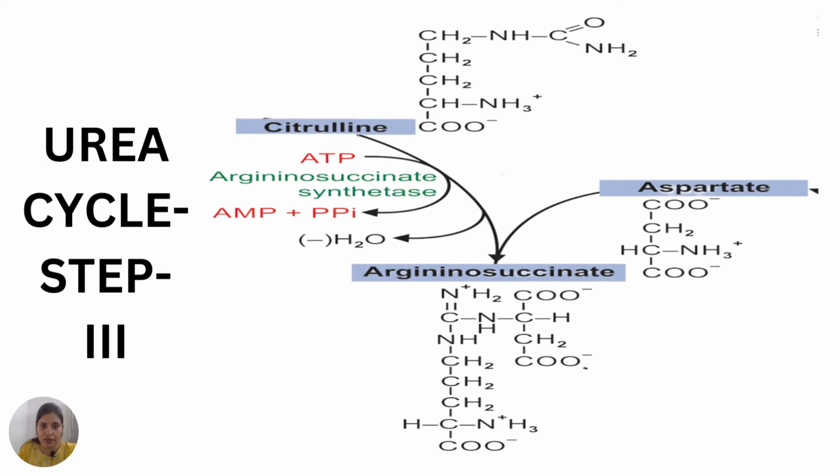After the formation of citrulline, in step 2, citrulline is converted to argininosuccinate with the help of the enzyme argininosuccinate synthetase. Here ATP is utilized and converted to AMP, which means about 2 ATPs are utilized. Aspartate comes along with citrulline and forms argininosuccinate. This aspartate is a product from the TCA cycle.